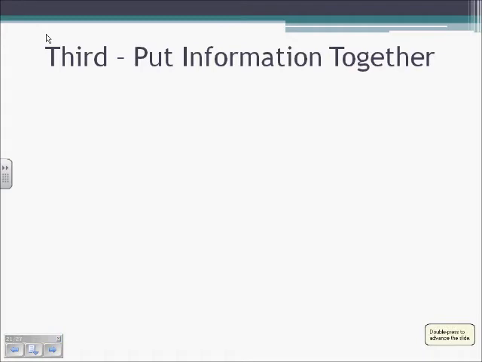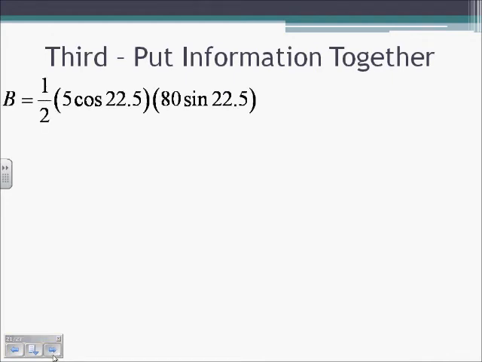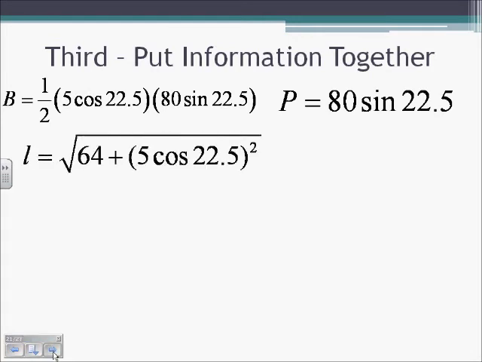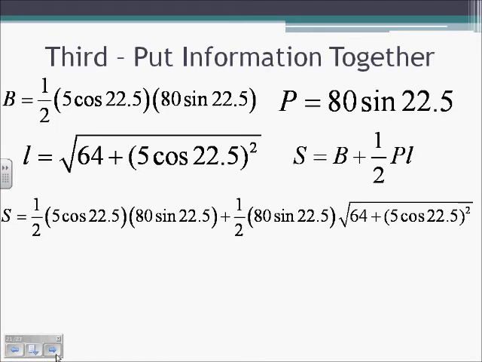Alright, our last step then, as always, for these awesome problems is to put all of our information together. We know our area of our base is 1/2 5 cosine of 22.5 times 80 sine of 22.5. And we know our perimeter is 80 sine of 22.5. And our slant height is the square root of 64 plus 5 cosine of 22.5, all squared. So we plug that into our formula. Take our area of our base, we add it to 1/2 of our perimeter times our slant height.